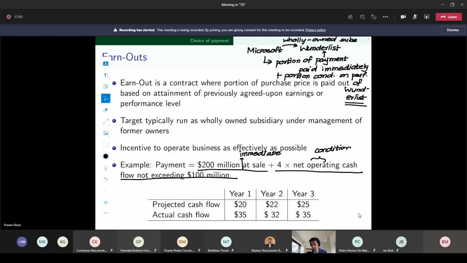What this condition says is that the net operating cash flow, the excess of the net operating cash flow over the projected cash flows, is multiplied by 4. So both Microsoft and Wunderlist sit together and decide upon a projection of cash flows. And Microsoft tells Wunderlist management that if your actual cash flows exceed the projected cash flows by a margin, then you will receive 4 times this excess.